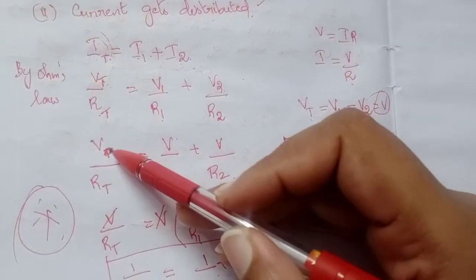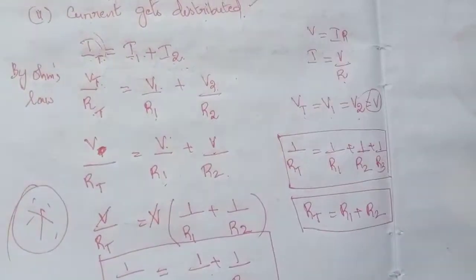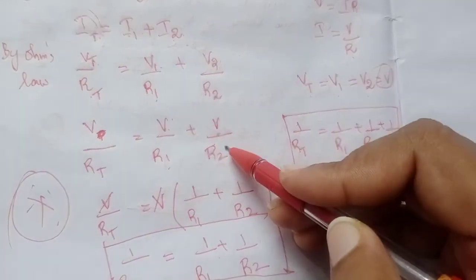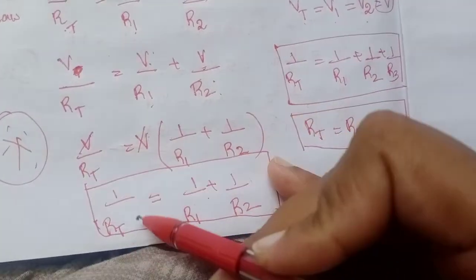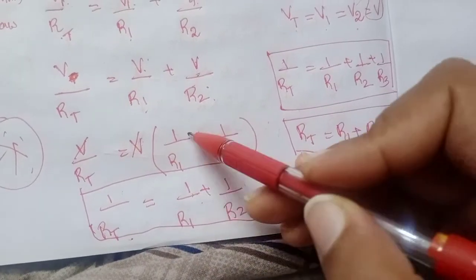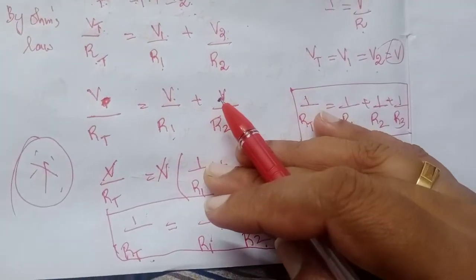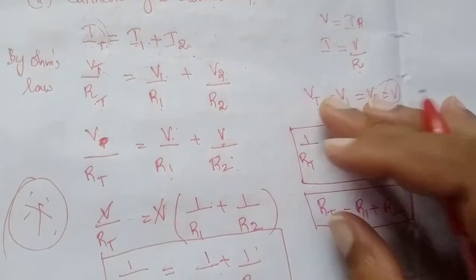So instead of Vt, I'm going to write V. Here V1 is again V, V2 is also V, because all are the same. Taking V as a common factor from these two terms, V and V get cancelled, and finally I'll get 1 by RT is equal to 1 by R1 plus 1 by R2. So this is the equation to find out the equivalent resistance in case of a parallel connection.